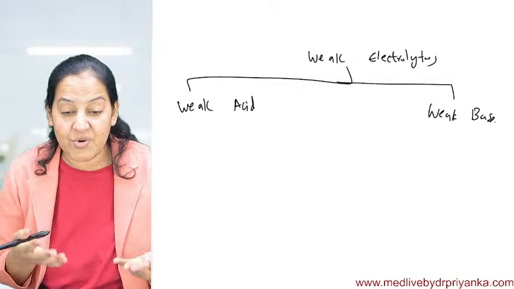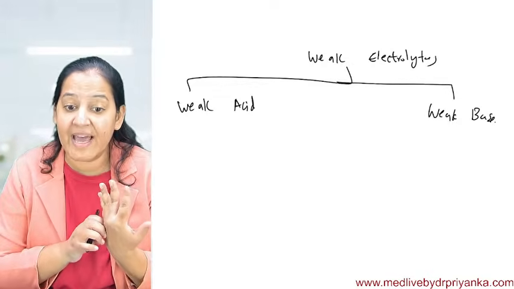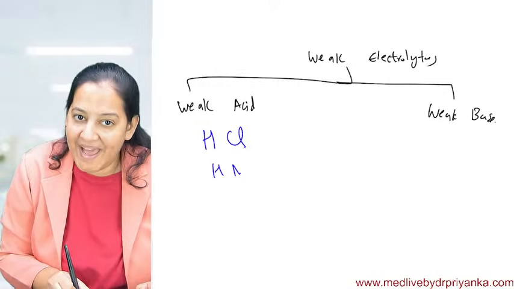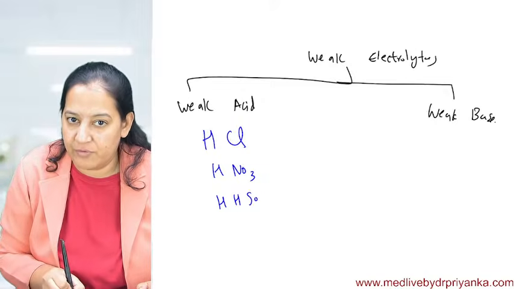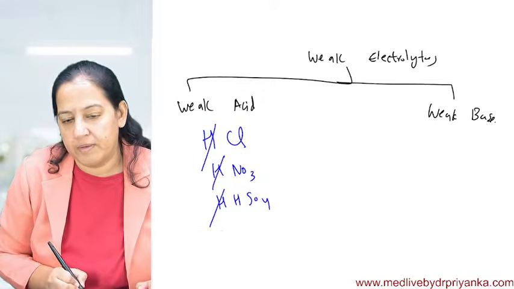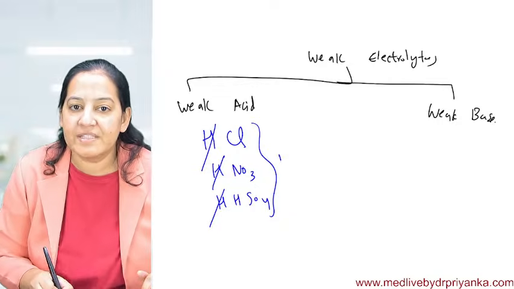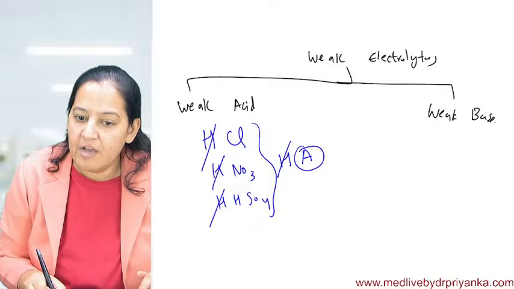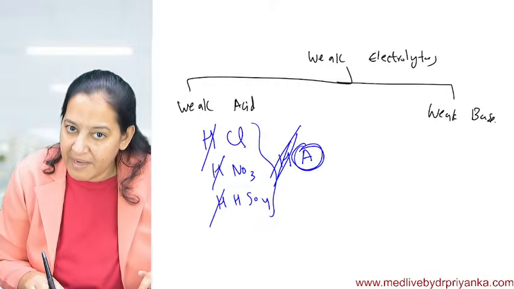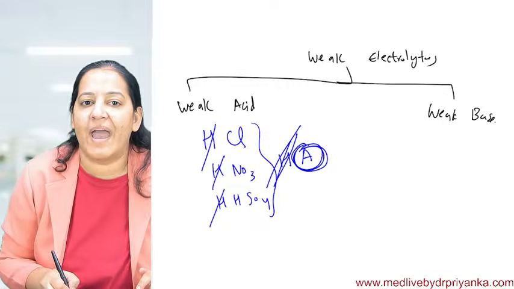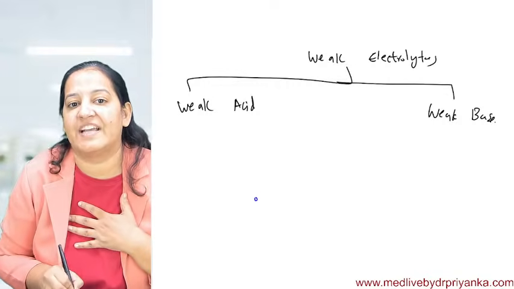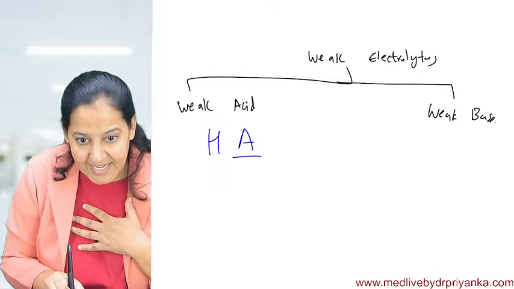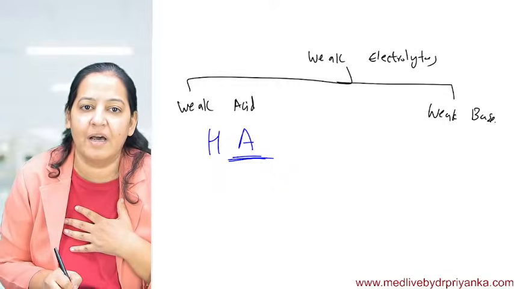What is an acid? This is 8th, 9th standard chemistry. An acid is a substance which is having a proton in it, for example HCl, HNO3, H2SO4. They all contain a proton. Anything which is having a proton is an acid, so it is a proton and some other element: H with Cl, H with NO3, H with SO4. So the formula for acid for me is HA. H is proton, and A can be anything, like Cl, SO4, NO3.